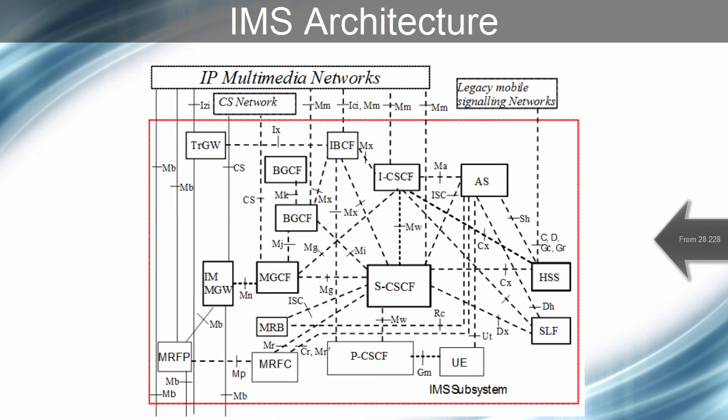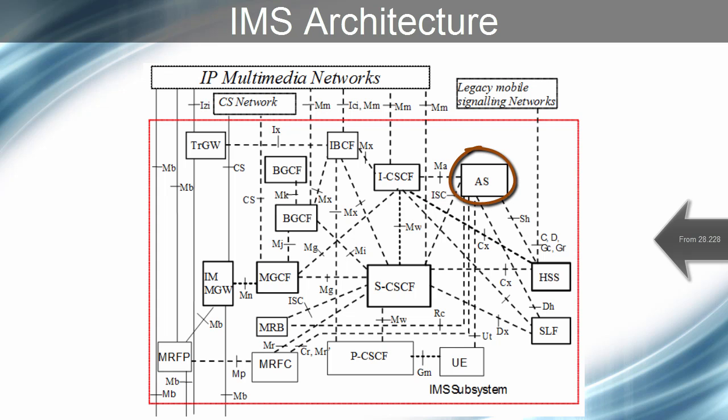Now we are done with IMS architecture, but as I said in the beginning, I will try to explain this figure in 2 minutes. Let's do that. UE is connected to P-CSCF over Gm reference point. Then here is Ut reference point between UE and application server. P-CSCF, I-CSCF, and S-CSCF can be combined into a single physical node called CSCF. CSCF acts as a SIP server.